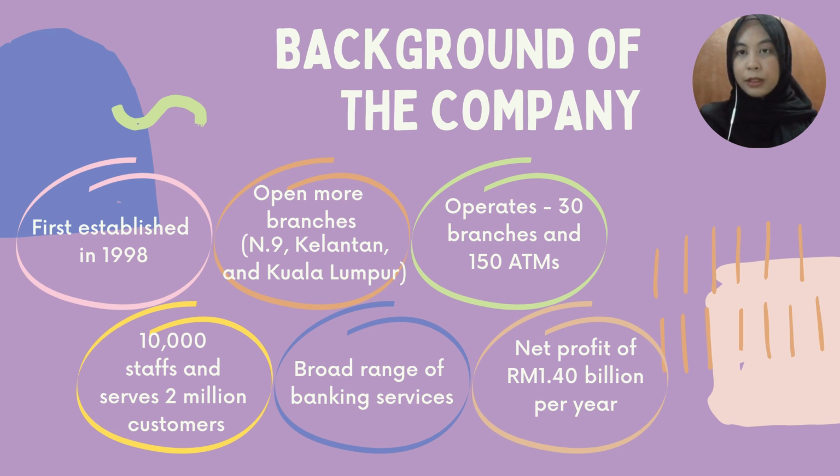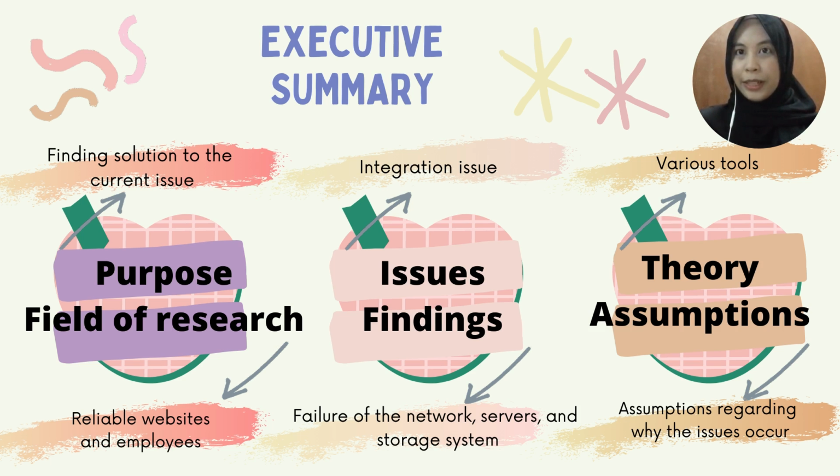The bank operates through a network of 30 branches and a total of 150 ATMs. The bank currently employs 10,000 staff and serves more than 2 million customers. With a broad range of banking services, the company acquires roughly 1.40 billion ringgit each year. Moving on to the executive summary, the purpose of this presentation is to find the appropriate solution to solve and discard the main issue that the company is facing.